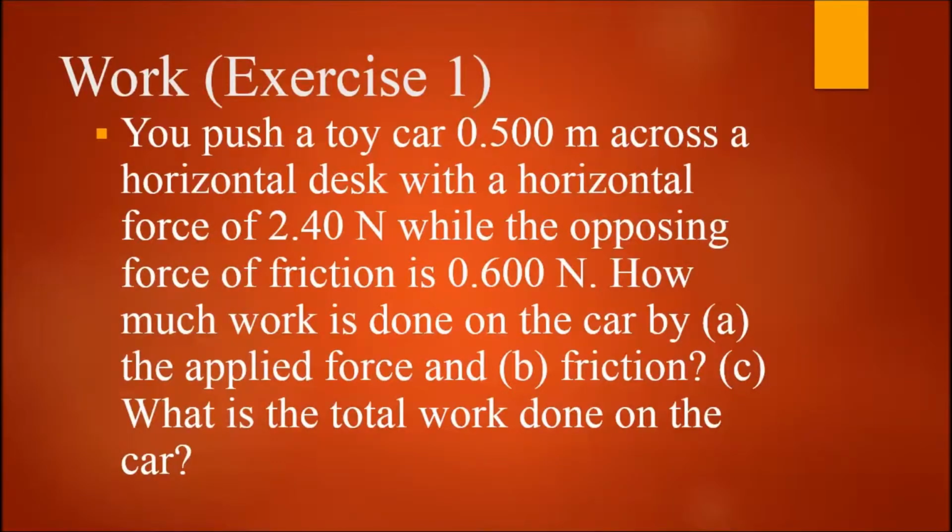So as an exercise, solve the following three-part problem. You push a toy car 0.500 meters across a horizontal desk with a horizontal force of 2.40 newtons, while the opposing force of friction is 0.600 newtons. How much work is done on the car by the applied force alone and friction alone? Finally, what is the total work done on the car?